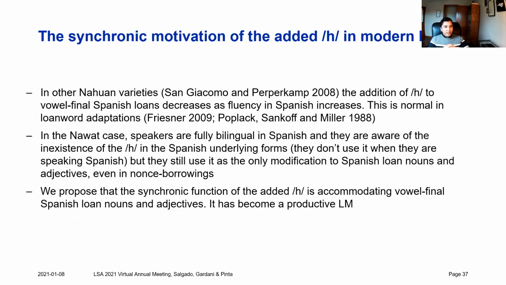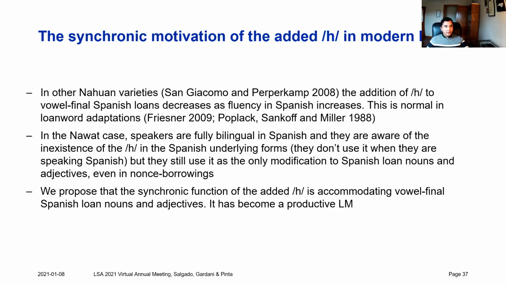The more fluent you are in the donor language, the less likely you are to modify the loanwords, right? But in the case of Nahuatl speakers, that's not the case. Most of the phonological structure of the loans is faithful to the Spanish source, with the exception of this added glottal segment. And speakers are very much aware of the nonexistence of this glottal segment in the Spanish underlying forms, so they don't use it when speaking Spanish, of course. Rather, we propose that the synchronic function of this added glottal segment is accommodating vowel-final Spanish loan nouns and adjectives. In other words, it has become a loanword marker for nouns and adjectives.